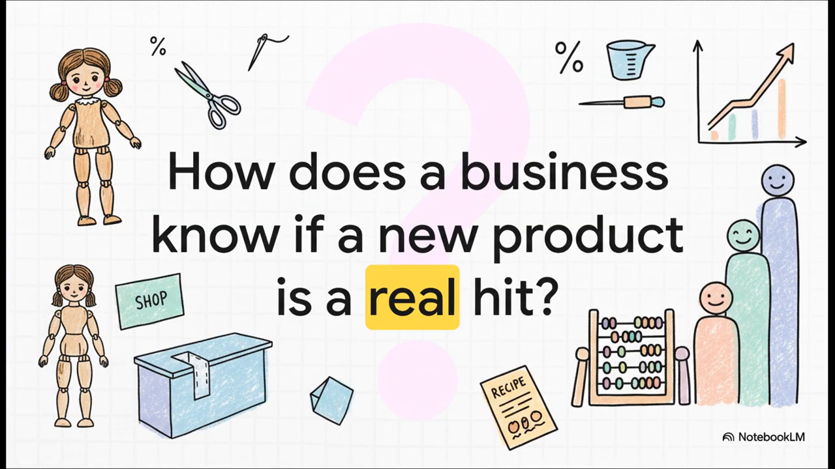So let's say you've launched a new product. Sales are up. Awesome, right? But how do you know if it's a real hit? I mean, is it actually becoming a bigger and bigger piece of your success, or is everything just kind of growing at the same rate? To get to the bottom of that, you've got to look past the raw numbers. You need to understand the relationships within those sales.